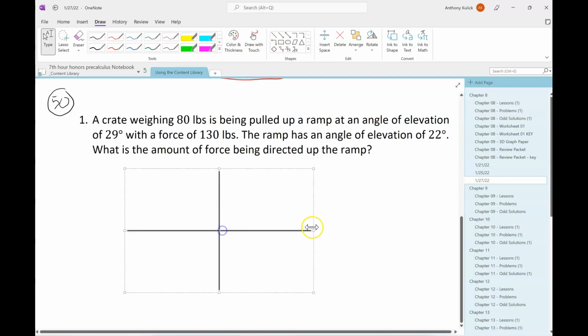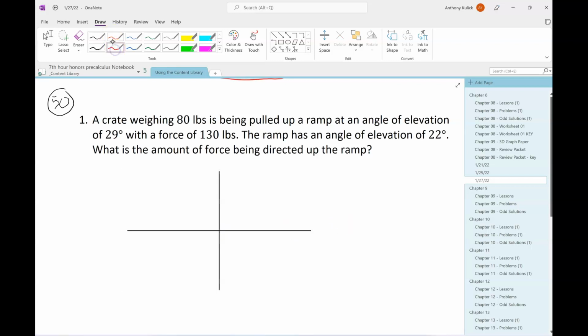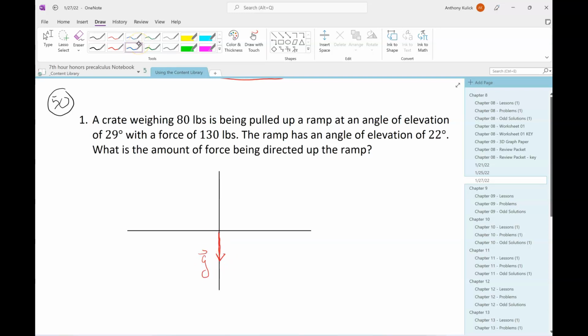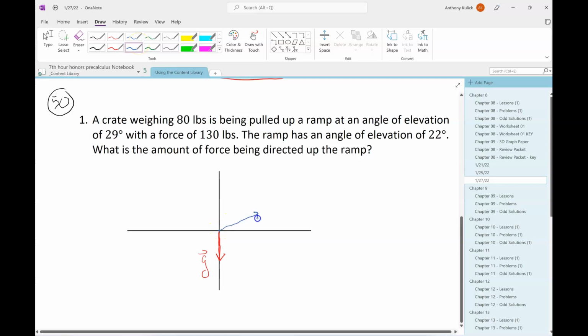So when you read this question, how many vectors do you hear? There's 3. So there are 3 vectors. There's the vector due to gravity interacting with the crate. There's the vector pulling the crate up the ramp. And there's a vector for the ramp itself.